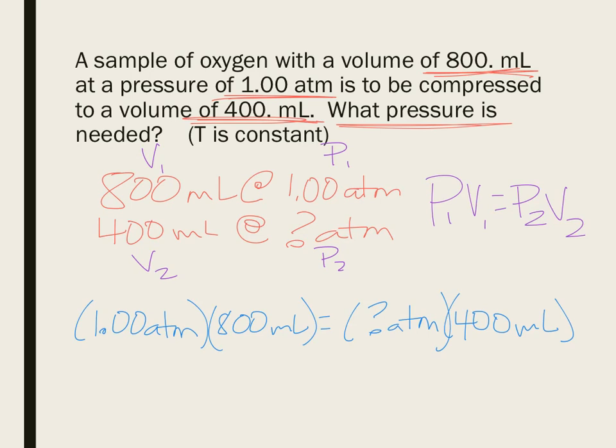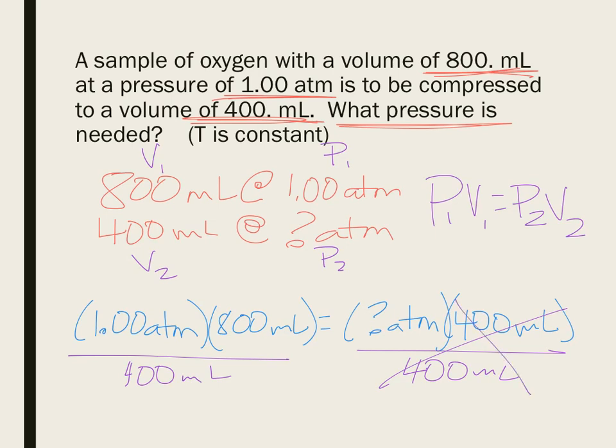And now, using my crazy mad algebra skills, I'm going to divide both sides by the 400 milliliters. So that on the right-hand side, the 400 milliliters cancels out. And on the left-hand side, just the milliliters canceled out. So I end up having 1.00 times 800 divided by 400 equals 2.00 atmospheres. Which kind of makes sense because the volume went down by half, so the pressure should go up the same amount. Pressure was doubled when volume is halved.